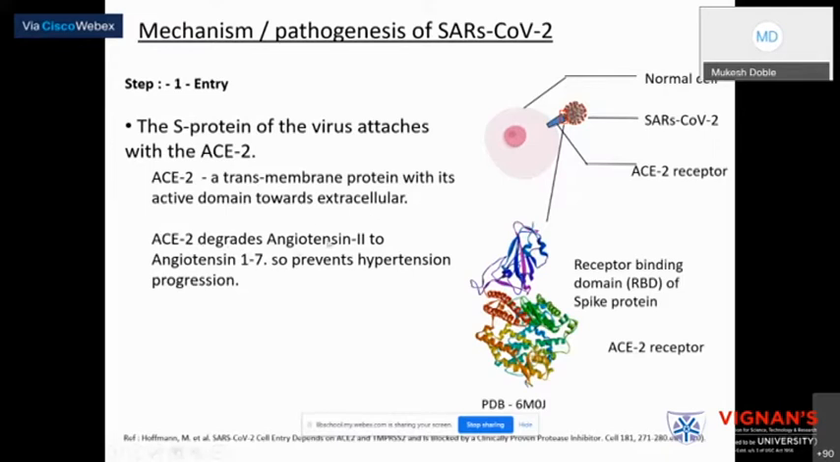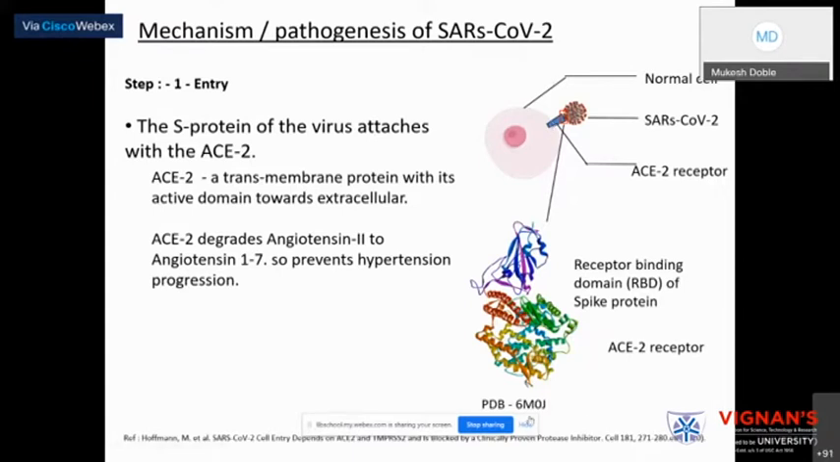ACE2 is found in patients who have hypertension. A lot of ACE2 is found. That's why you must have read in the newspaper about the comorbidity part. Those who have hypertension with coronavirus are more prone to serious conditions. That's because they have a lot of ACE2. ACE2 is also found in lungs and many other parts of the body, much more than in several other parts of the body. So the spike protein goes and binds to the ACE2.